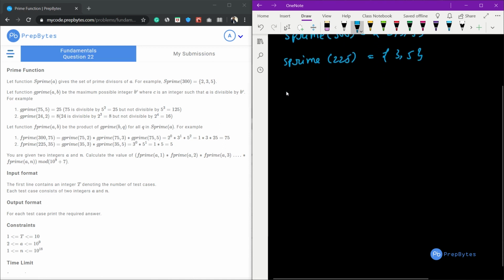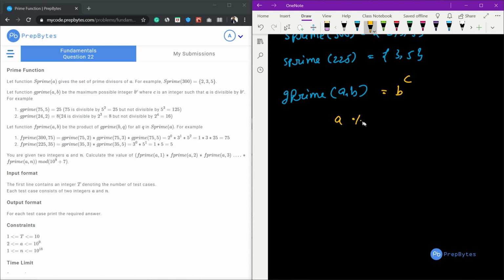Let a function g prime. Now we have another function g prime a comma b. What does it give? It gives the maximum possible integer b raised to the power of c, where c is an integer such that a is divisible by b to the power of c. So a mod b to the power of c is 0. Fine. So a is divisible by b to the power of c.